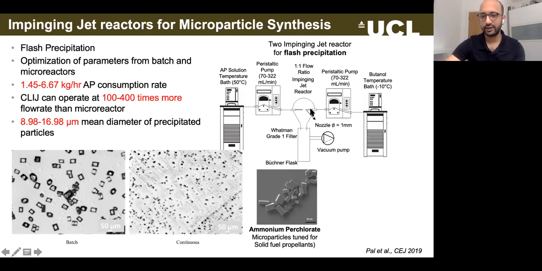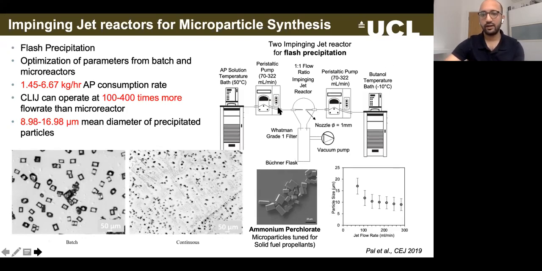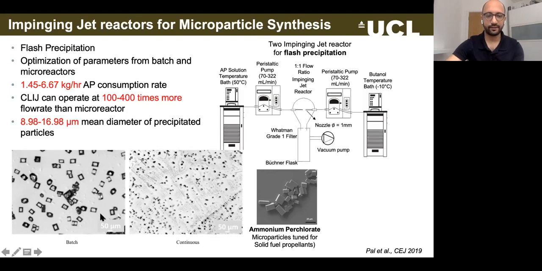And in this impinging jet reactor, they impinge to form the sheet and the particles precipitate. And then we filter out the particles and dry them. So these are the particles which are precipitated in the impinging jet reactor. And using this reactor, controlling the flow rates, here you can see the range of flow rates. By controlling the flow rates, we can change the particle size. As we increase the flow rate, there is better mixing, and the particle size decreases with flow rate.